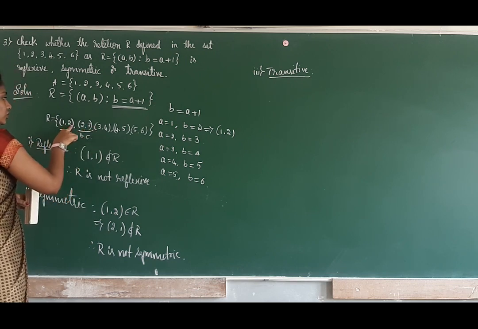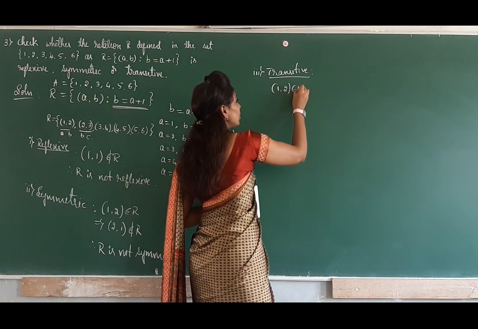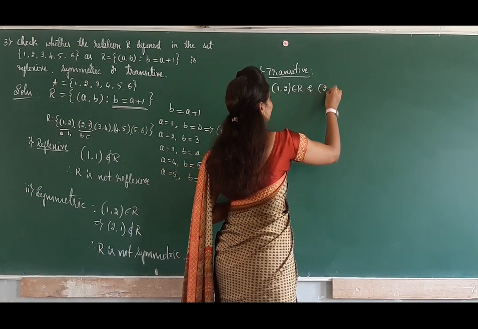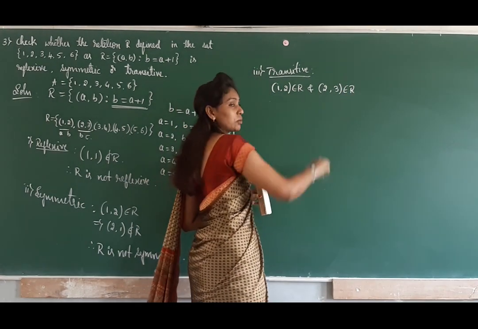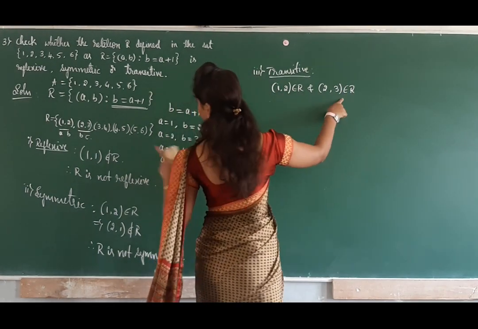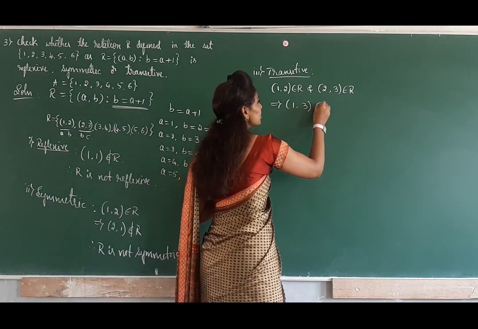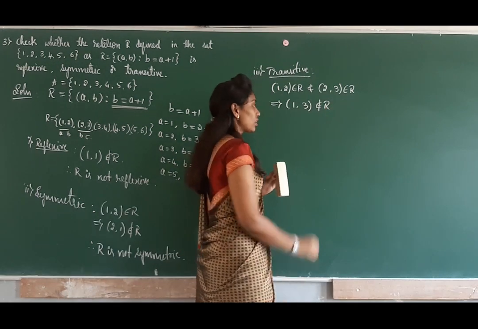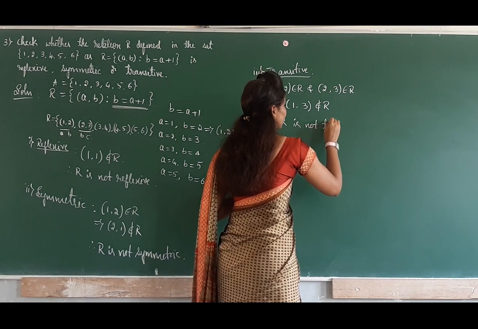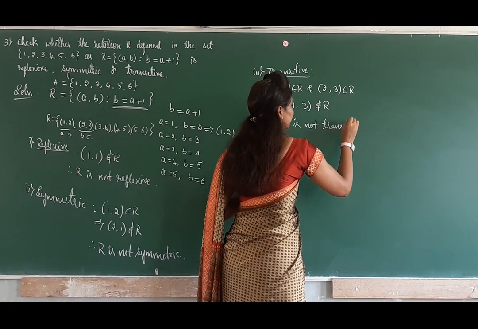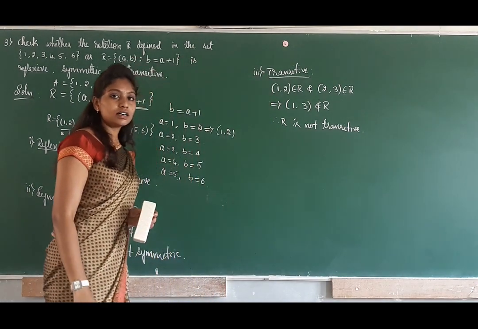Ordered pair 1, 2 belongs to R, and ordered pair 2, 3 belongs to R. We have to check whether the first and last element belongs to R or not. Is there 1, 3 here? No, right? This implies ordered pair 1, 3 does not belong to R. Therefore, R is not transitive. The given relation is neither reflexive nor symmetric nor transitive.